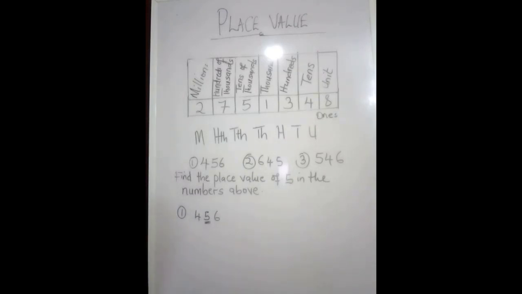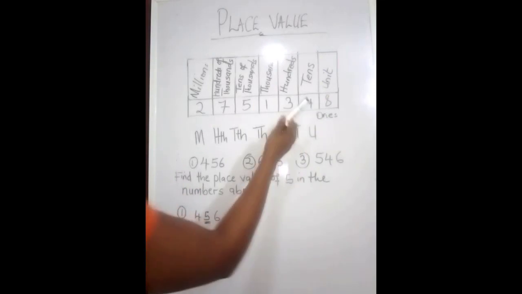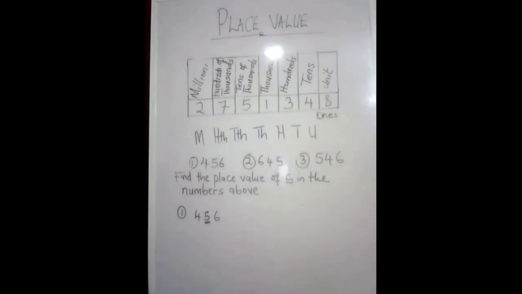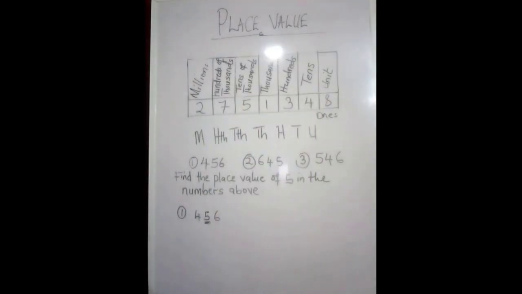Okay, so the instruction actually says that we should find the place value of 5 in these 3 numbers. So we're going to start with the first one, which is 456. Now, like I mentioned earlier, whenever you want to find out the place value of any digit in whatever number you're given, always start arranging your numbers from the right and you move towards the left until you get to the last digit.